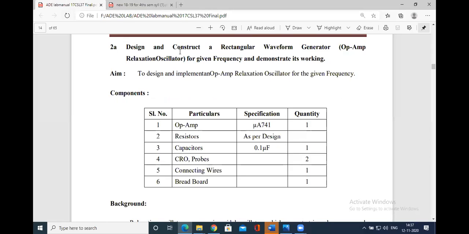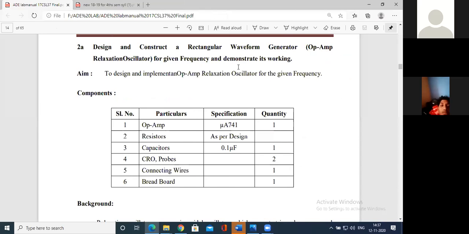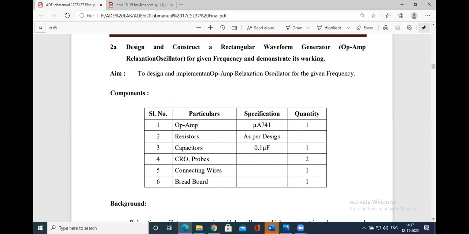So once again, to repeat, they have specifically given the relaxation oscillator for a given frequency. Okay.